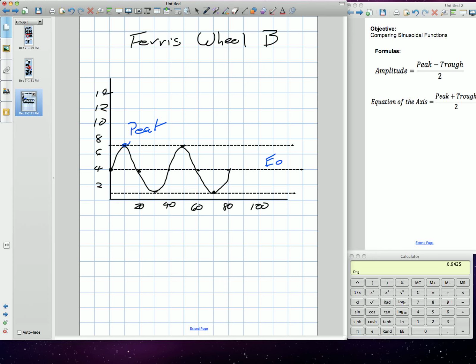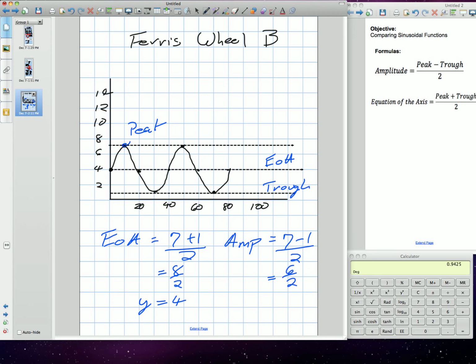Now, we can prove the equation of the axis with our equation. We said it was at 4. Our peak is 7 and our trough is 1. We add the 2 together and divide by 2. 8 divided by 2. Equation of the axis is y equals 4. We got it. Amplitude. Same formula except we subtract the 2. That's going to give us 6 divided by 2. Amplitude of 3, which makes sense. From the equation of the axis up is 3 meters, and from the equation of the axis down is another 3 meters.